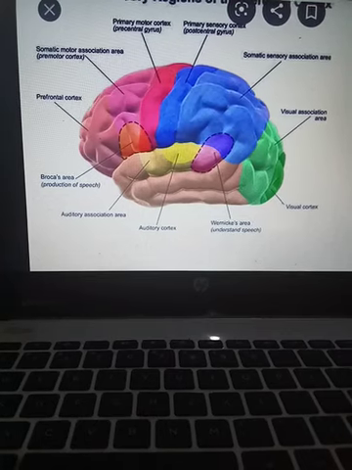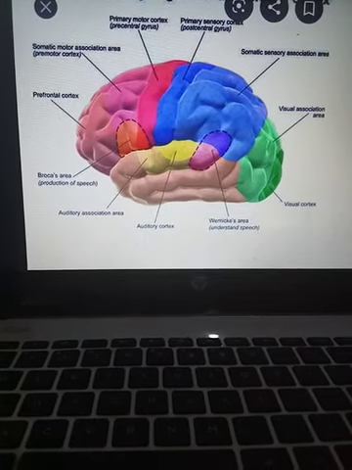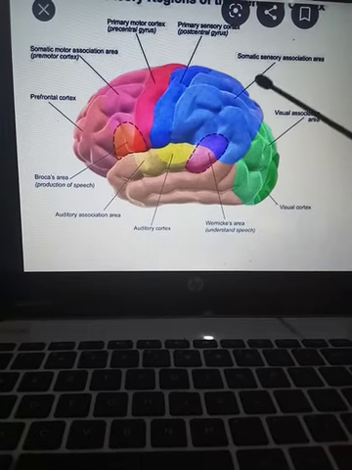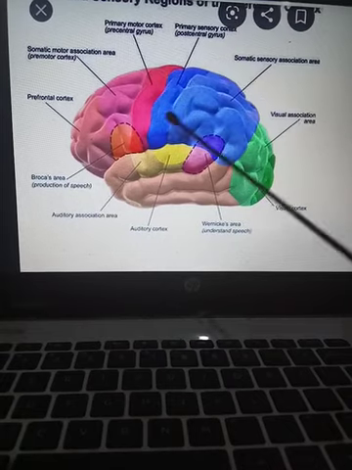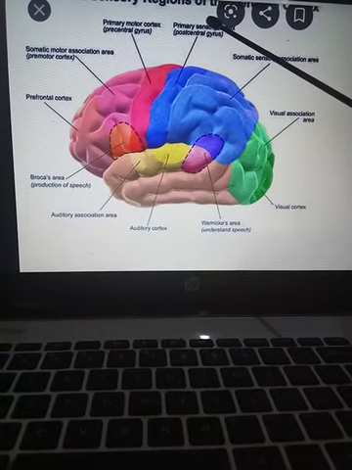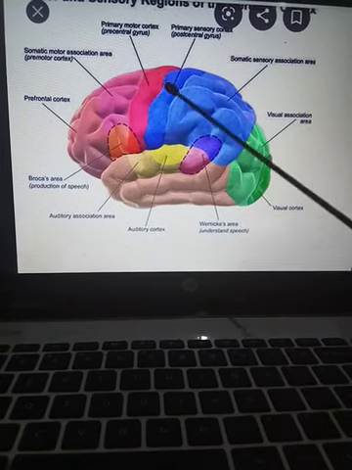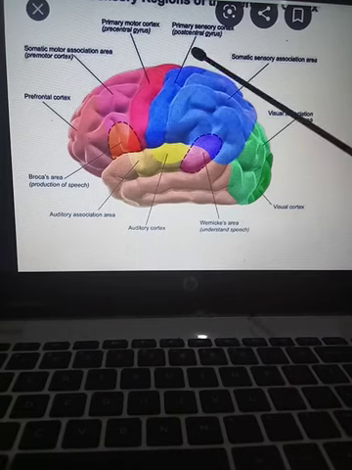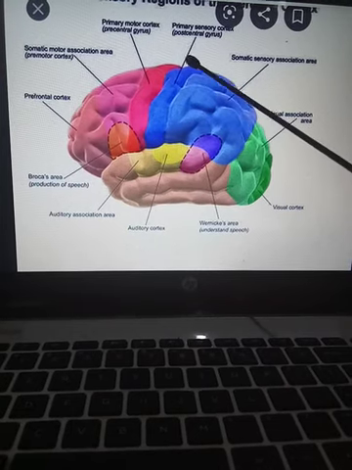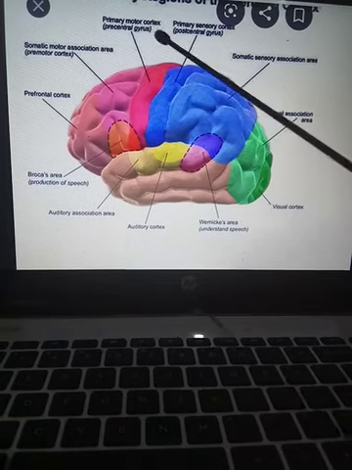Then the sensory motor cortex. This is the sensory area. So we will be talking now about the sensory areas of the cortex. This is the primary sensory area. This is the 3-1-2 Brodmann, the primary somatosensory area, and this is the primary motor area, as you know.